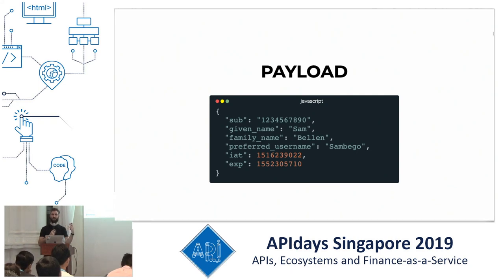That's something interesting to note about JSON Web Tokens. They can contain their own expiry date, so you don't have to keep a state of whether a session is expired or not. They can contain this date themselves.